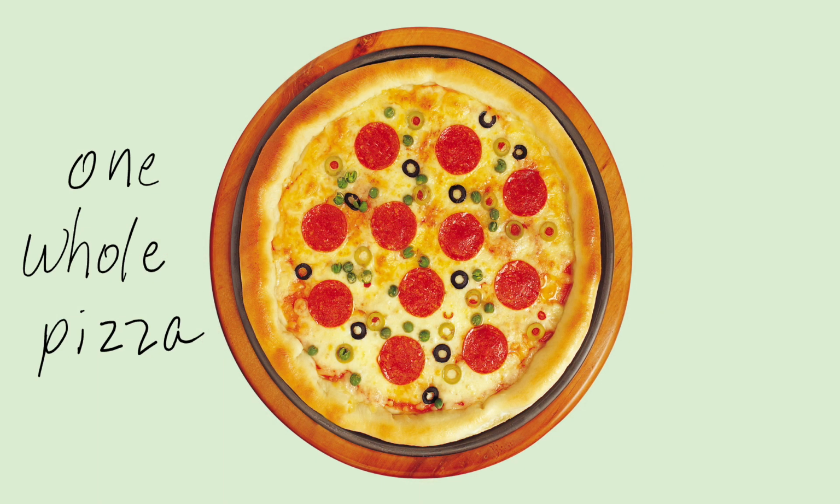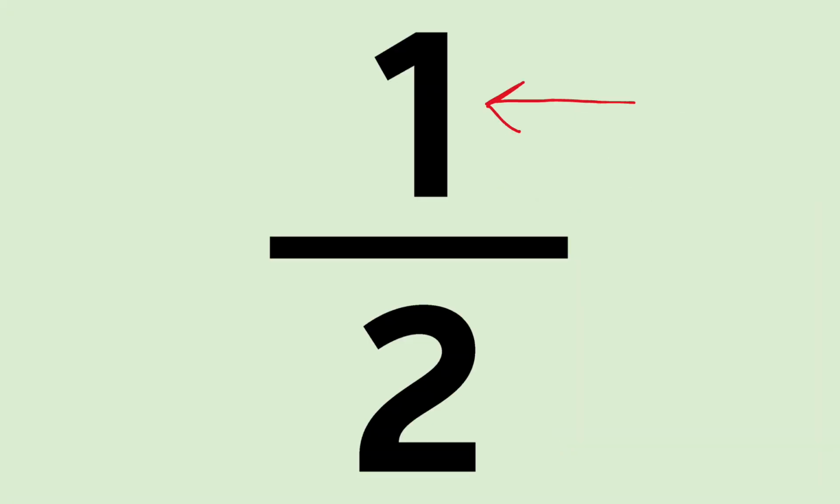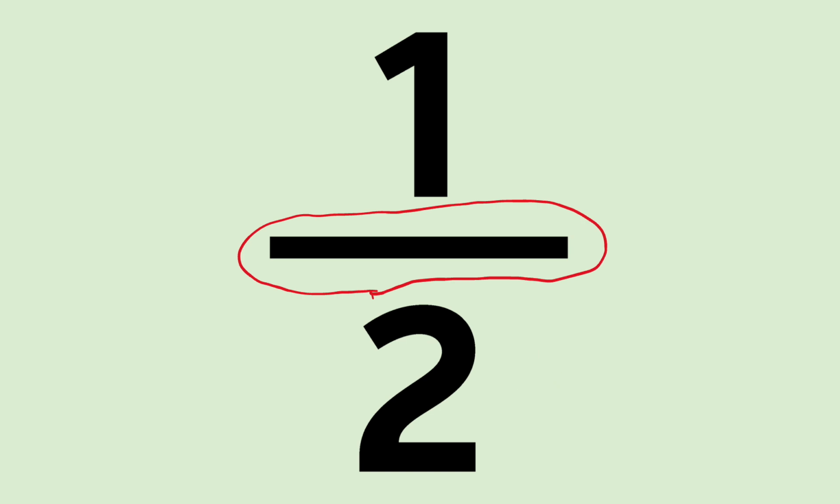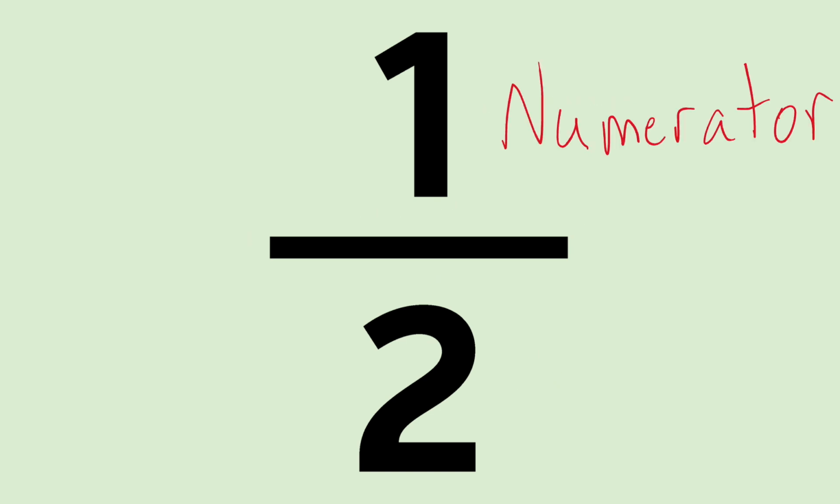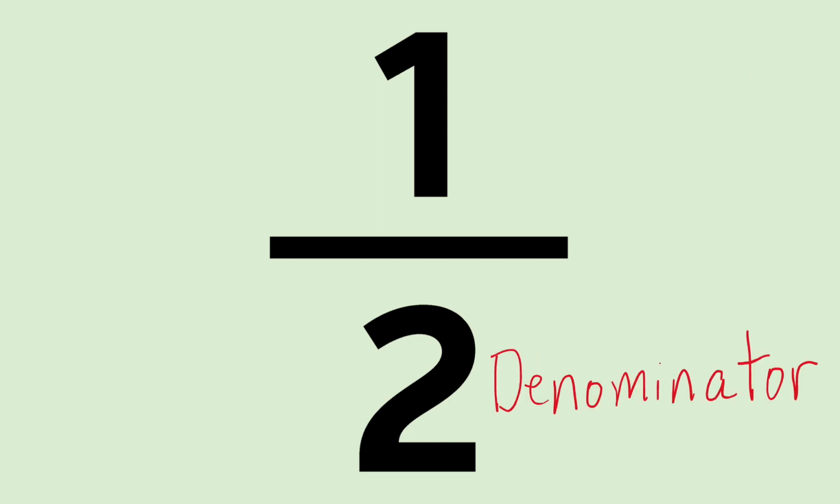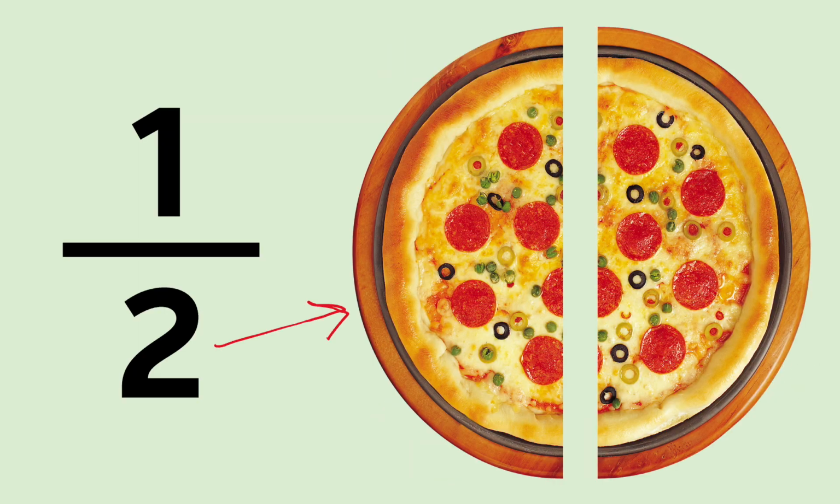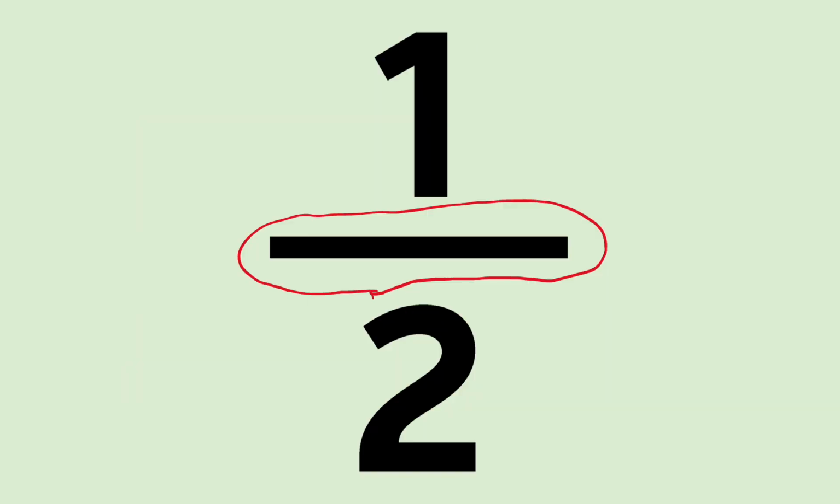We usually write fractions using 2 numbers. There's a number on the top, a number on the bottom, and a line in between. The number on top is called the numerator. The number on the bottom is called the denominator. The numerator tells us how many parts we have. The denominator tells us how many total parts there are in the whole. The line between them is called the vinculum or the fraction bar.